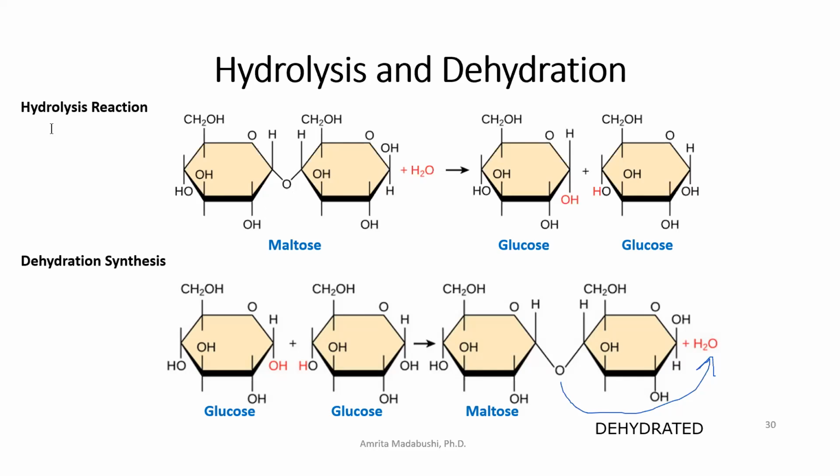In this one, hydro means water and lysis is the breaking. So it's breaking with water. So you're breaking maltose with water. Once you add that, you will get 1 glucose molecule and another glucose molecule. So you've broken the maltose to get 2 glucose molecules. That is a hydrolysis reaction.